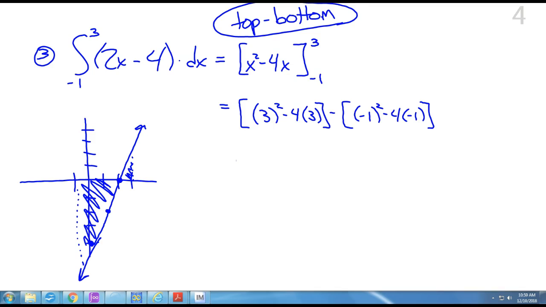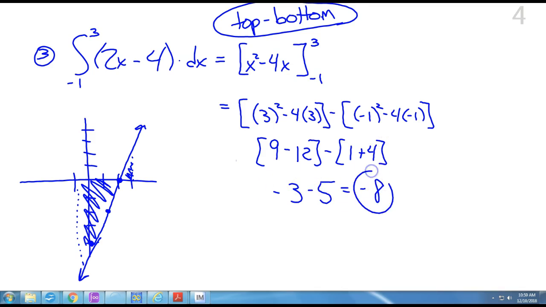I just screwed up the order. You did bottom minus top? Yeah. Okay. So that's not a question, you just know. Yeah, so it's always top minus bottom. So you have 9 minus 12 minus 1 plus 4. So it'll be negative 3 minus 5. So you guys get negative 8. That means there's 8 more units below the axis than above. Questions there?